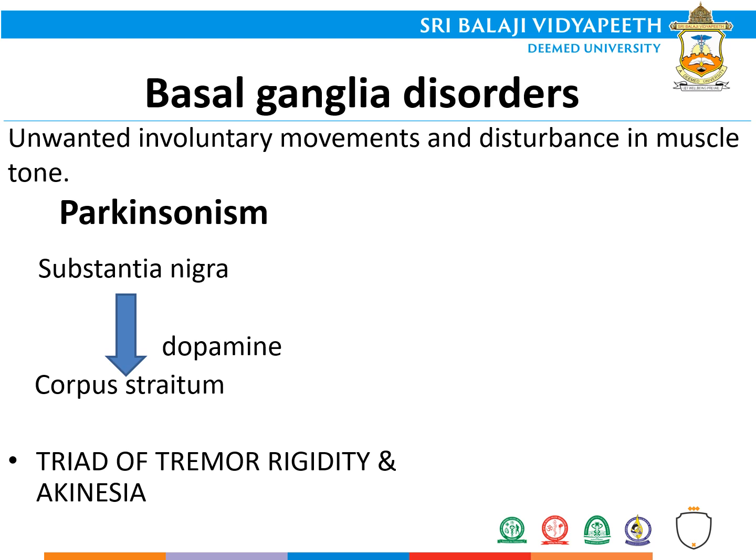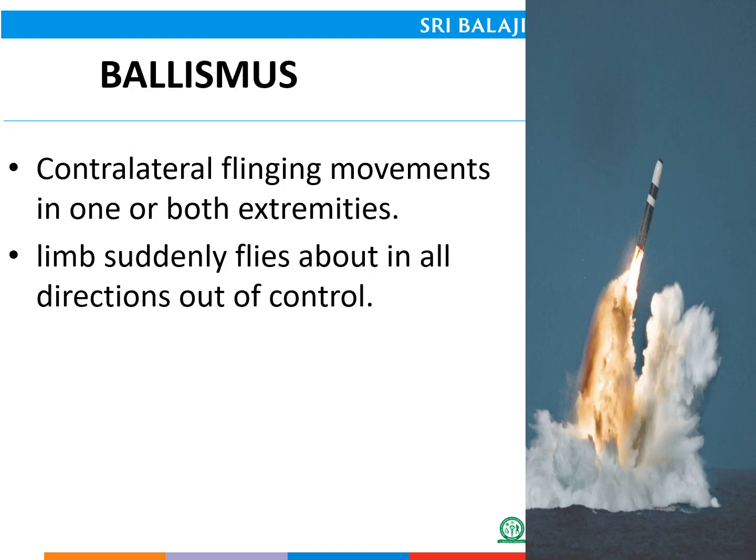Now what happens is a chemical substance called dopamine is secreted from the substantia nigra, and through the nigrostriatal pathway it reaches the corpus striatum. Now this dopamine is responsible for inhibiting the unwanted movement. So if dopamine is deficient, it results in tremors, rigidity, and akinesia. And apart from that, there is some condition called ballismus.